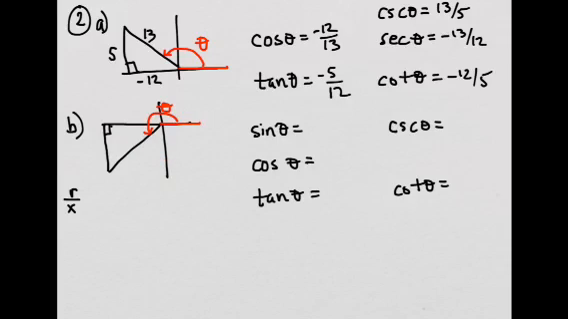They also tell you that secant theta is negative 5/2. So we know that secant theta is r over x. So r is 5, and then x would be negative 2. So we're looking for y, right?